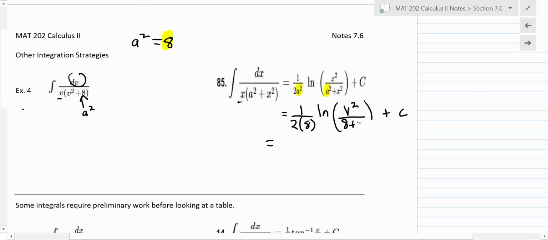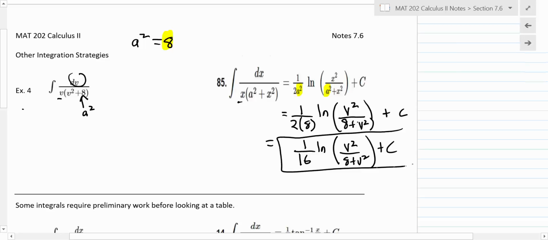So you're going to have the v squared there, and it looks like the answer is going to be 1 over 16 times the logarithm of v squared over 8 plus v squared plus c, like that. Very straightforward, okay? So when we get into a testing situation, what I tend to do, partially to save time, is give you a tiny integral table with like 5 formulas, and then I just see that you can apply the formula. That's the idea. So you'll be able to do that pretty easily, don't you think?